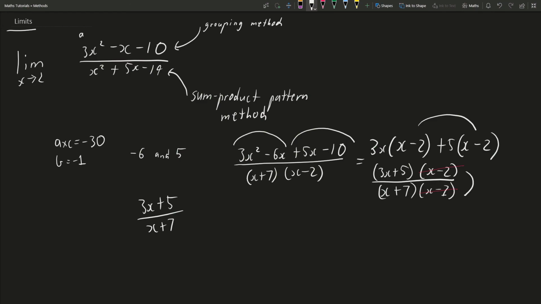So we can now sub in our value of 2, which was at the very start. I know this is quite a long process, but we sub in our value of 2, and we get 6 plus 5 on 9, which is equal to 11 on 9. And that's our value that is approached when x gets closer to 2.